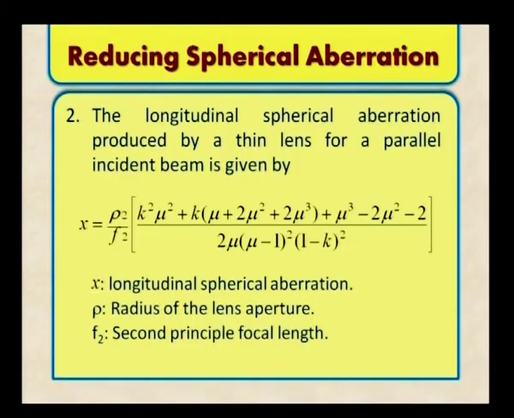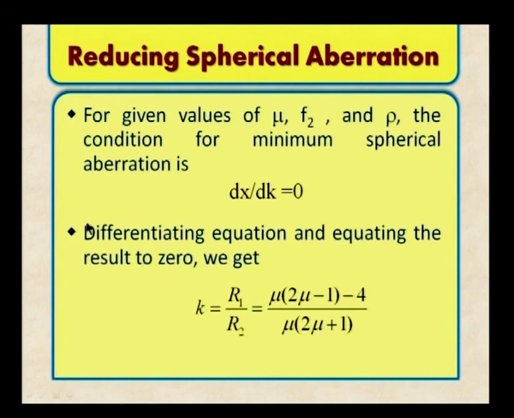The purpose of doing this is to minimize the spherical aberration, and I have to now obtain a condition: what will be the value of k, or how much R1 should be different from R2, what should be the difference between R1 and R2. So, I want to reduce this dx with respect to k. So, I want to make dx by dk equal to 0, right.